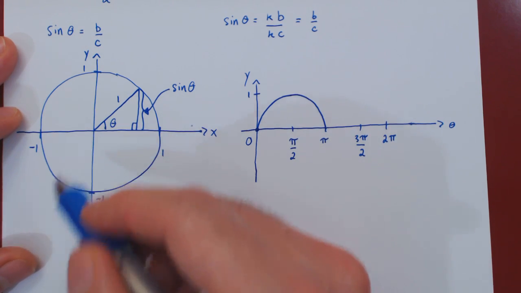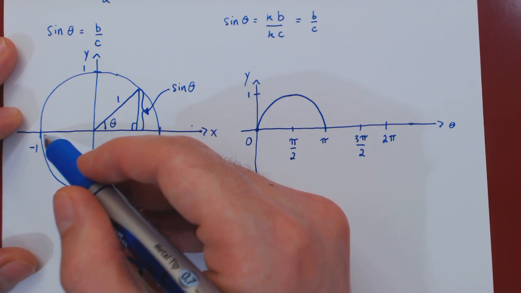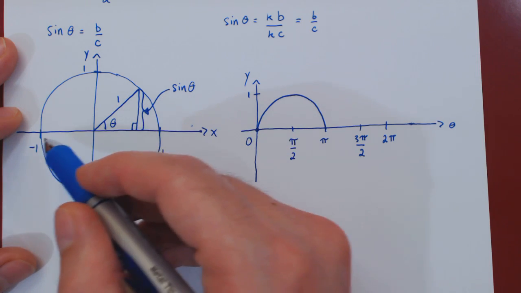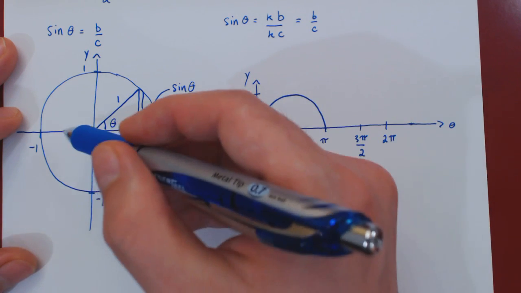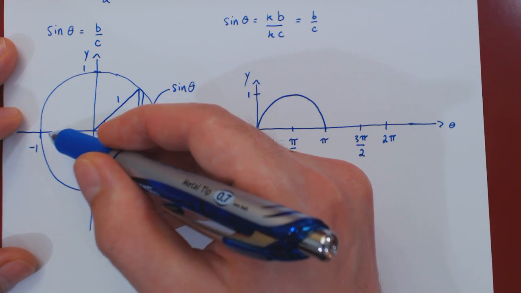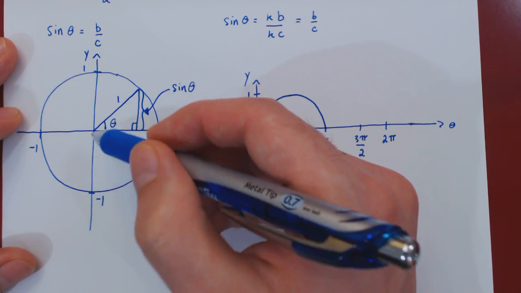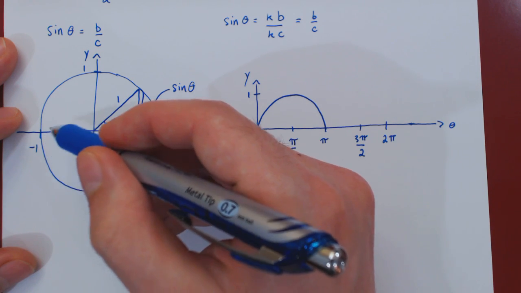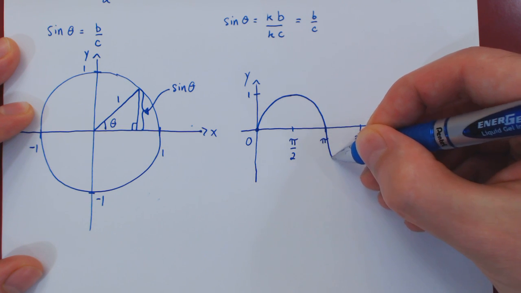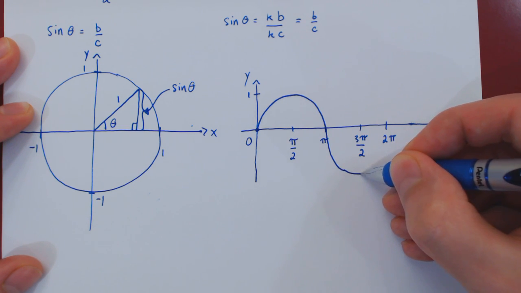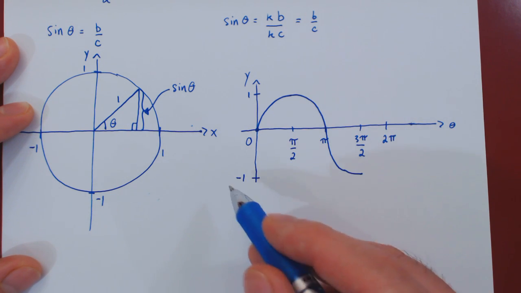Now what happens in the third quarter when the angle goes from pi to 3 pi over 2? Well, again, the ray, the hypotenuse of our triangle, will go from here to here. If you look at the corresponding height, it will go from 0, and you see it will get larger and larger, but now in the negative y values, and all the way down to negative 1. So it goes from 0 down to negative 1 as the angle goes from pi to 3 pi over 2. So the smallest value of sine is negative 1.